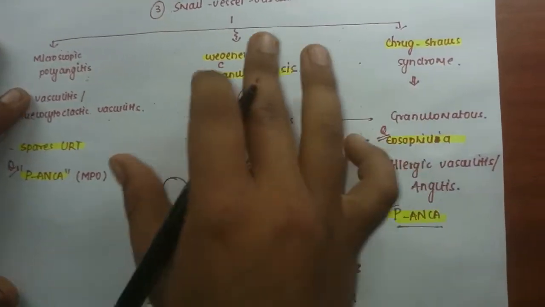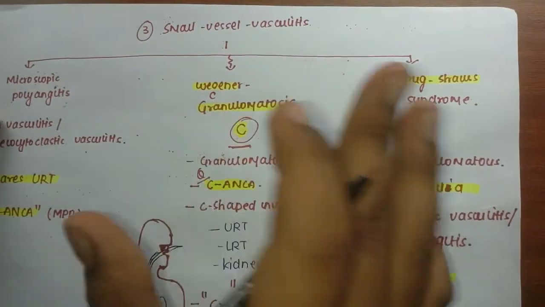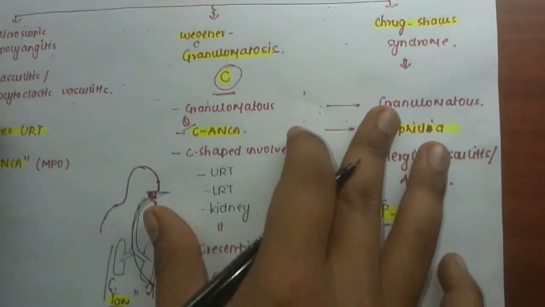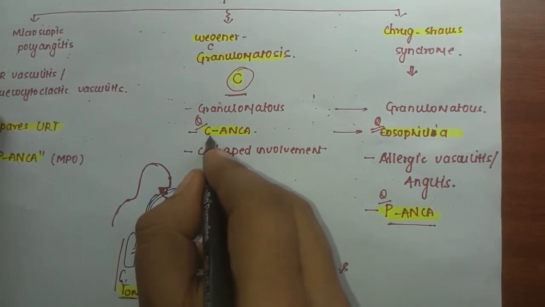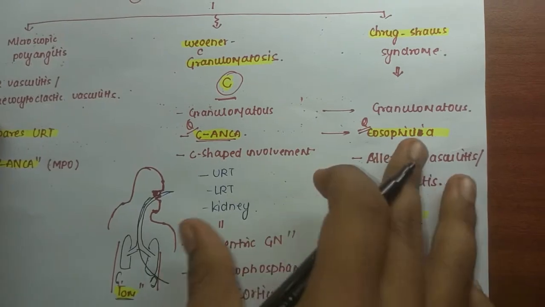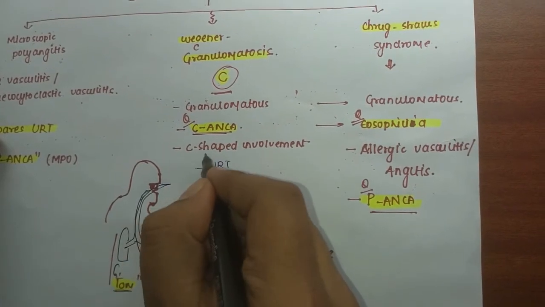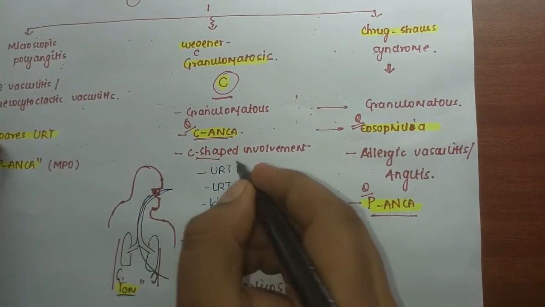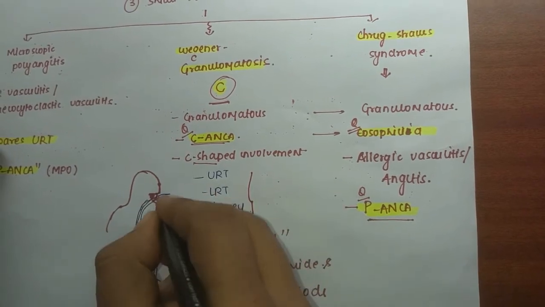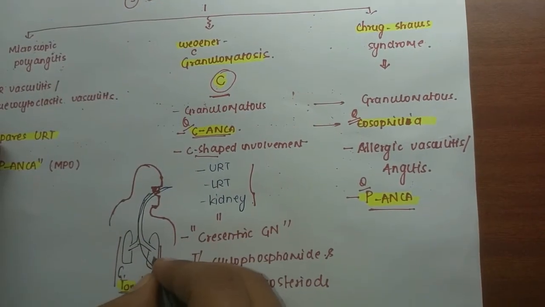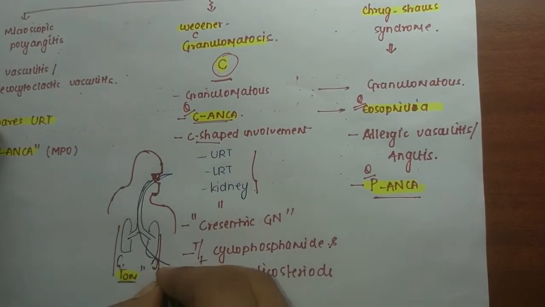Moving to the second, Wegener's granulomatosis. I remember Wegener's granulomatosis with the letter C. The antibody seen here is C-ANCA. The involvement you can see here is the characteristic triad of upper respiratory tract, lower respiratory tract, that is the lungs, and your kidneys.